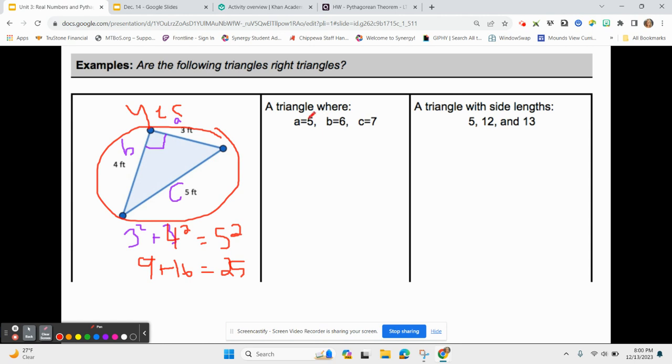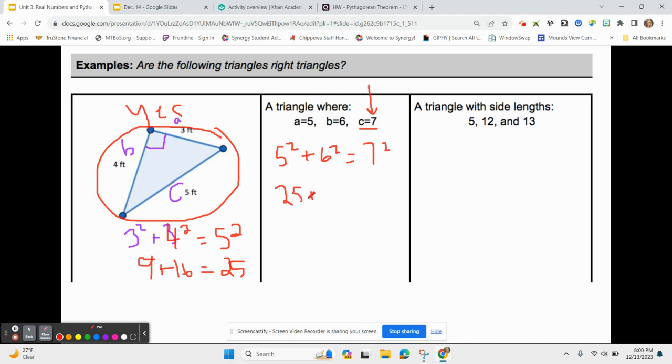Second one, notice there's no picture, but that doesn't matter. We just need to know the A, B, and the C. So my hypotenuse is 7. Right now I'm going to test, does 5 squared plus 6 squared equal 7 squared? Do you remember all those squares that we've been memorizing these last few weeks? This comes in handy right now.